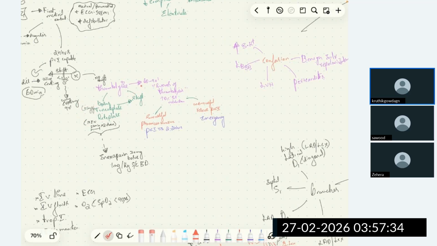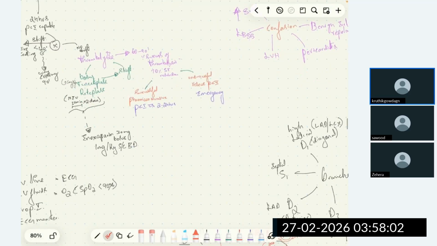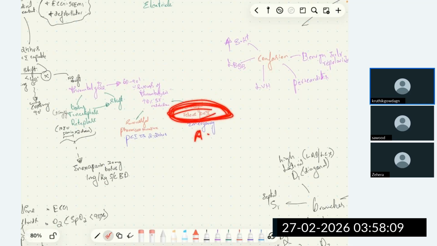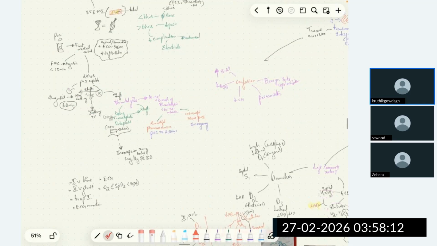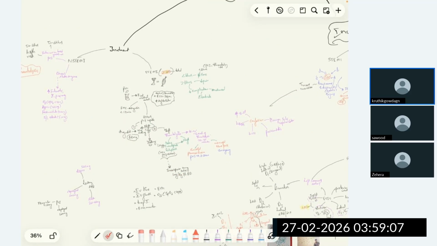Now, after 60 to 90 minutes, we'll check whether our medical thrombolysis has worked or not. What is successful thrombolysis? If there is 70% ST resolution, we'll call it successful pharmacoinvasive thrombolysis. And we should do percutaneous angioplasty within 2 to 24 hours in that case. If the medical thrombolysis is unsuccessful, we should do rescue PCI ASAP as an emergency. This is about the treatment, the management of ST elevation MI.